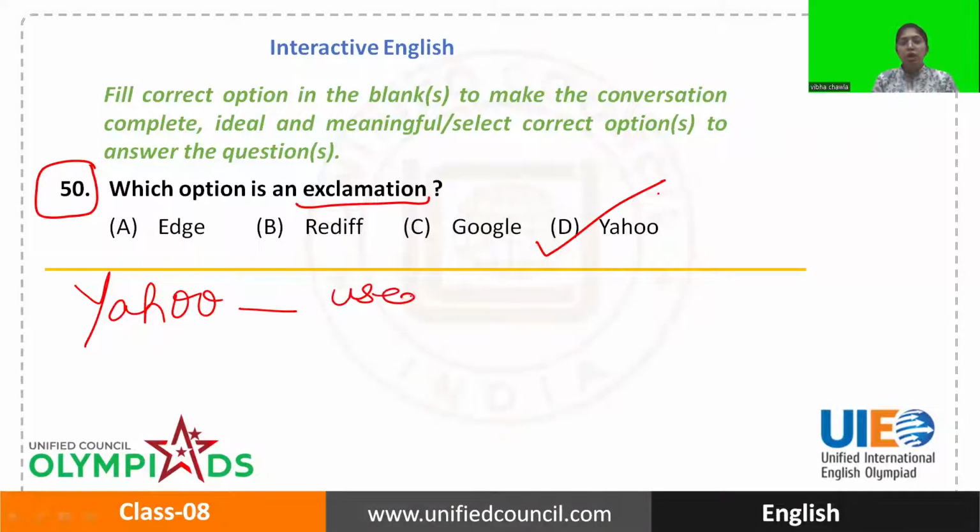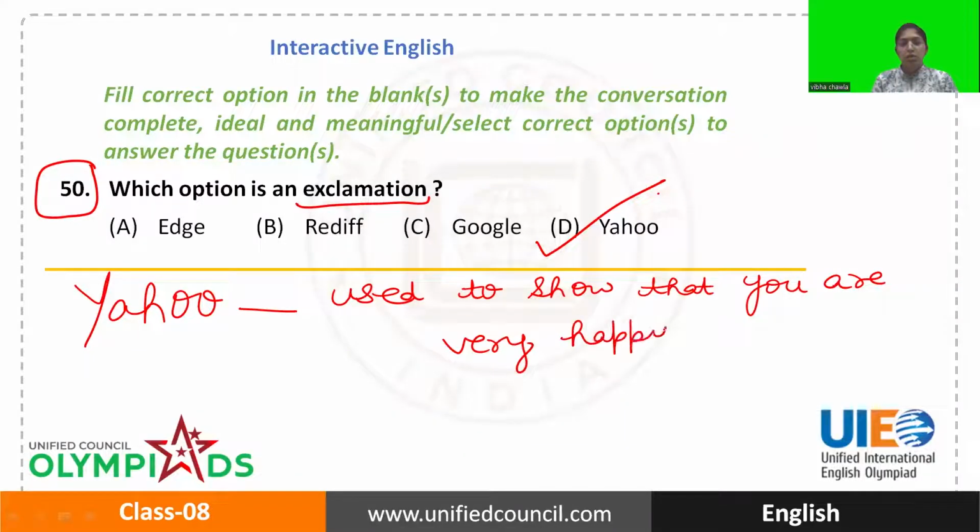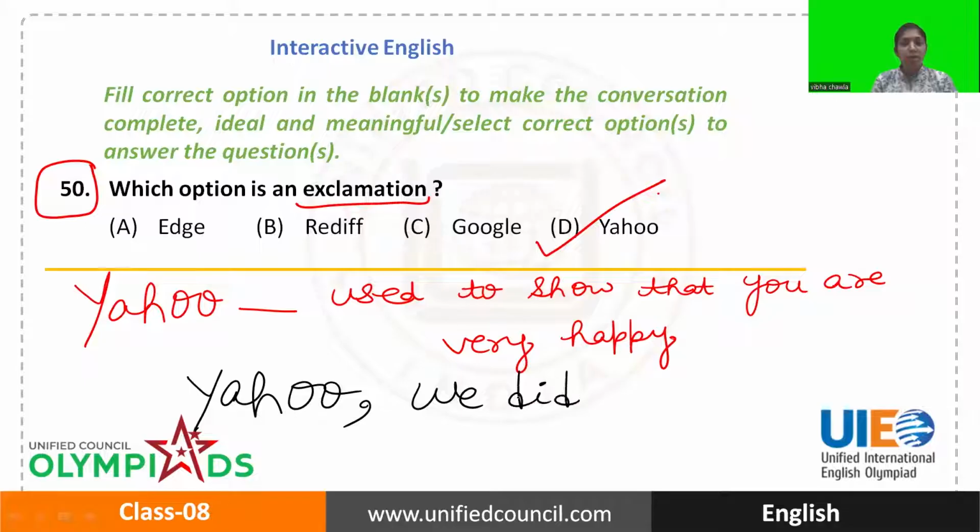It is used to show that you are very happy. Yahoo is used to show that you are very happy. For instance, Yahoo, we did it. We use it sometimes, right? It is used to show that you're very happy that you did something, you achieved something, you won something. So in all these cases you can use Yahoo. So it is definitely an exclamation. It's option D.